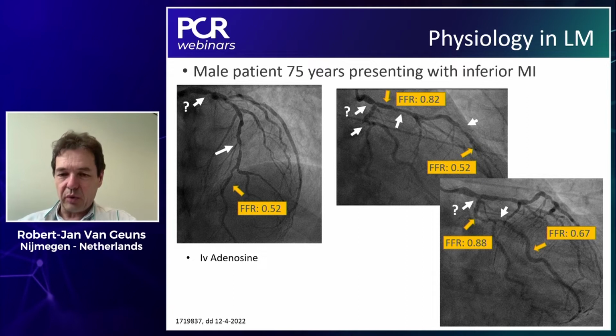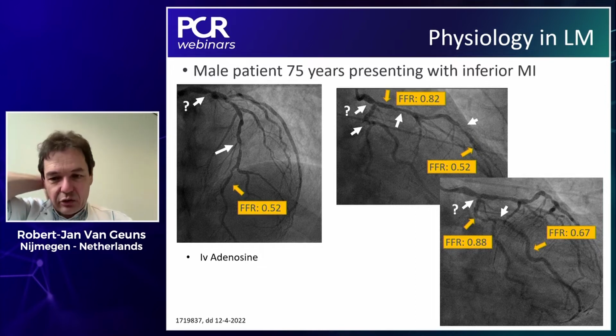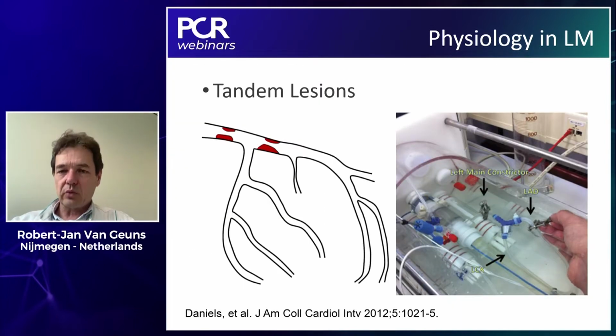It's all above 0.8, but we know that if flow is depressed by a distal lesion, it might not be the correct, optimal measurement. Now, we'll talk a bit about what we know from this part, and that has been investigated over many years, in 2012, showing it in a bench setup with some tubings.